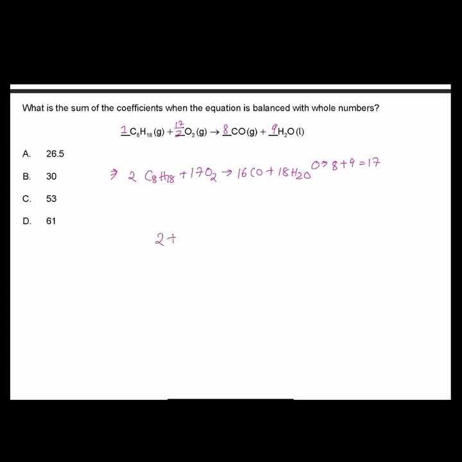Now I have to add up the coefficients. 2 plus 17 plus 16 plus 18. So 2 and 18 is 20. 17 plus 16 will be 33. 20 plus 33 gives me 53. So I can say C is the correct answer to this question.